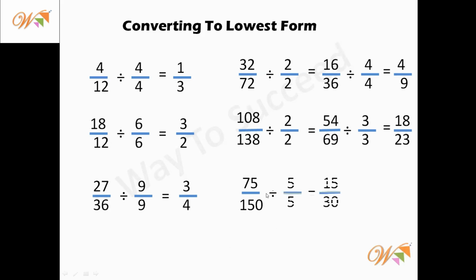In 75/150, I started by dividing it by 5/5 because they were ending with 5 and 0. So I knew that 75 is also divisible by 5 and 150 is also divisible by 5.